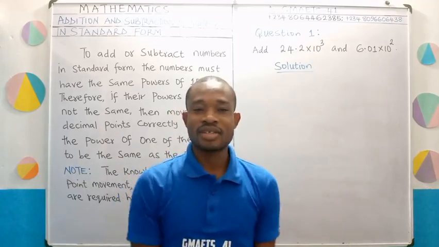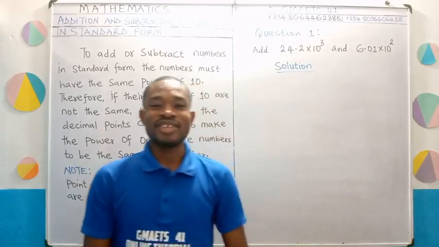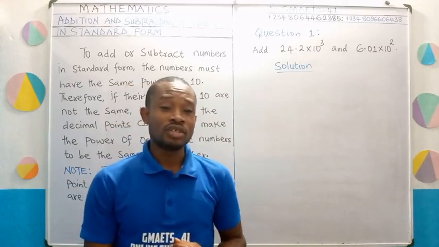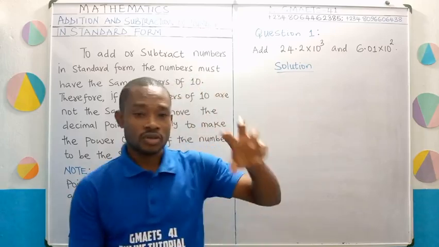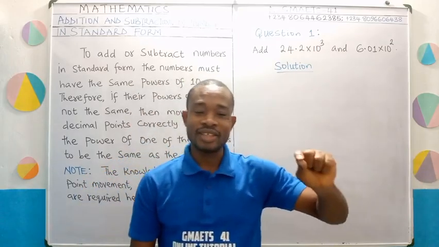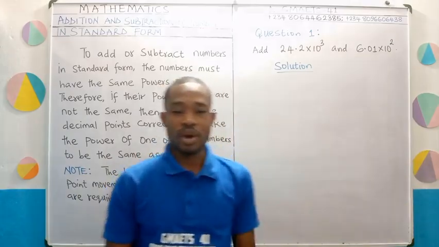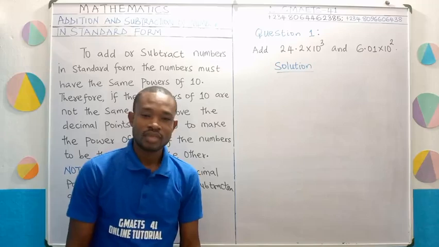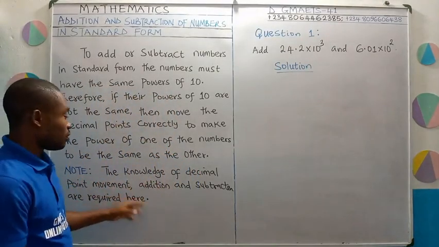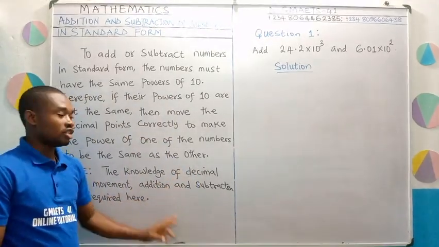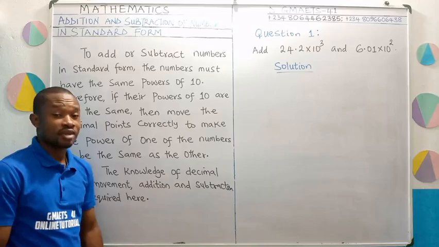And once you do that, the remaining is just theory. Just carry out the addition of the numbers. Then of course, pick one of the 10 raised to the given power you have there. Please note, like I have here, the knowledge of decimal point movement, the knowledge of addition, and the knowledge of subtraction are required here.